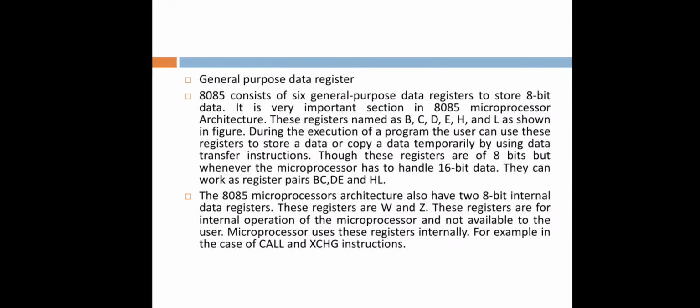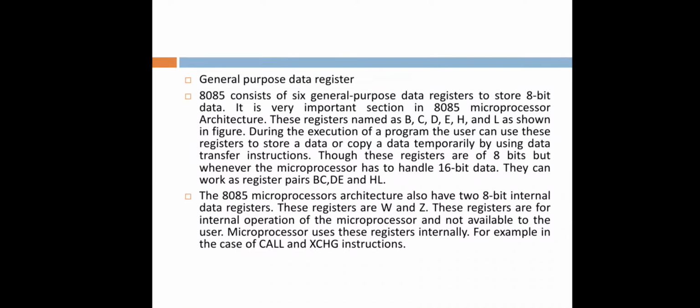These registers are 8 bits, but whenever the microprocessor has to handle 16-bit data, they can work as a pair: the BC pair, DE pair and HL pair. So whenever the user wants to store 16-bit data, the general purpose registers are used in pairs: BC pair, DE pair and HL pair.